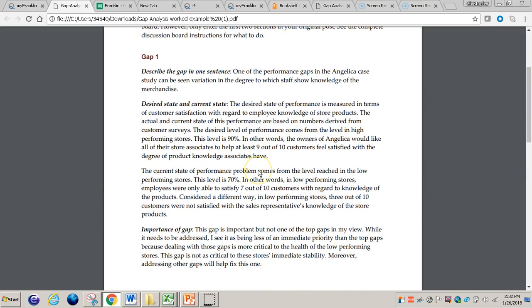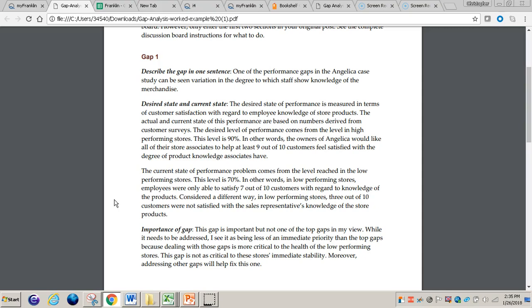So let's take a look at the example one that's within this assignment. It says describe the gap in one sentence. And it's important to understand that there are many gaps within this case study. So it's not just one other one that you can describe. So we can see one of the performance gaps in the Angelica case study can be seen in variation in the degree to which staff show knowledge of the merchandise. So now, based upon that, what you'll do is jump down to the desired state and current state.